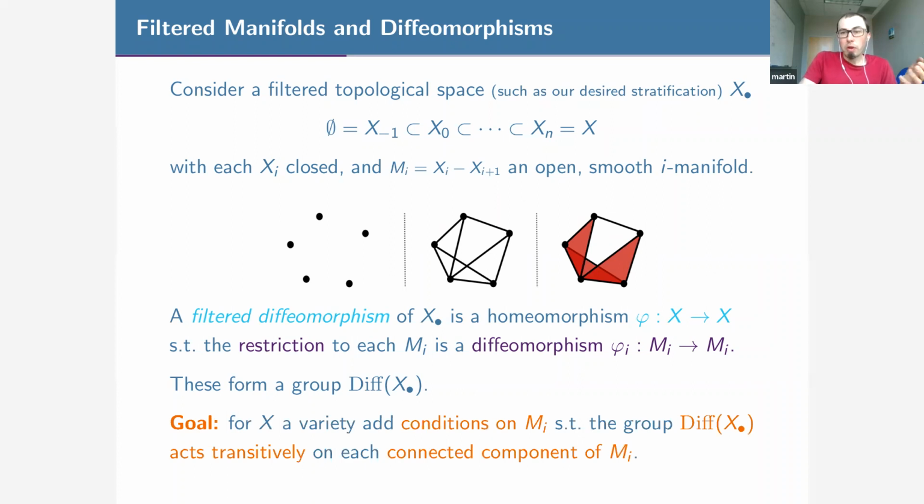And then one thing one might reasonably like to ask is that if we have some variety, we'd like to put conditions on how we build these Mi's so that this group of filtered diffeomorphisms also acts transitively. That is, if we have a point in each connected component of all of our strata, and we hit it with the group of diffeomorphisms, we generate all of the points in each stratum.